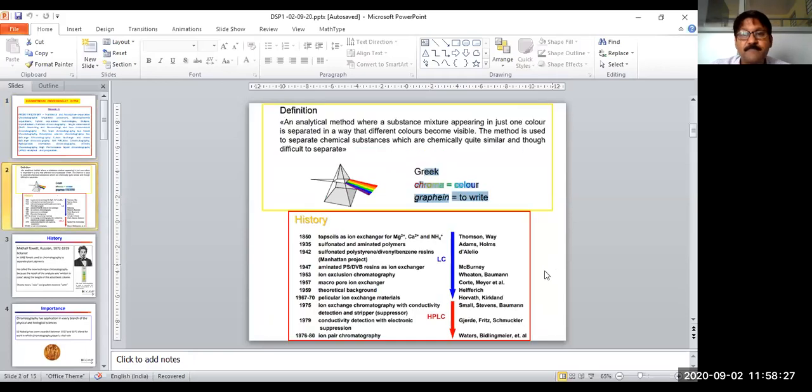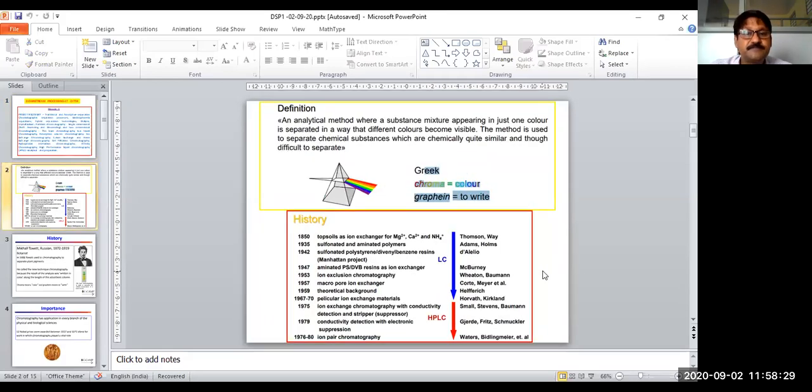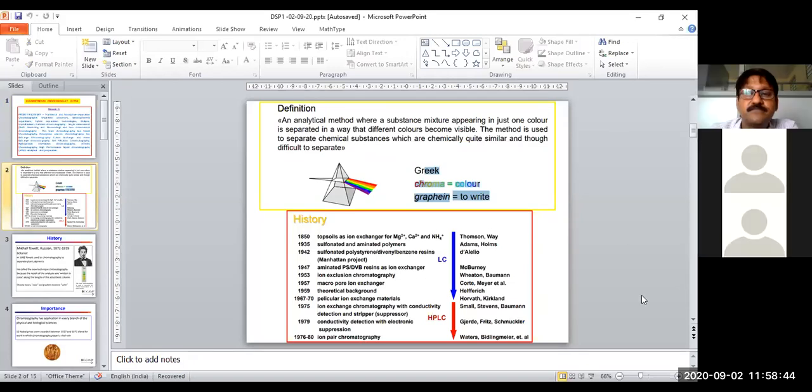Can you see this one? Can you see this slide? Yes, sir.